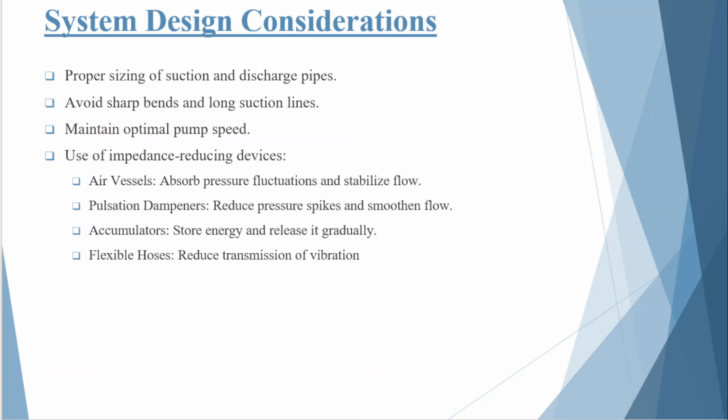A larger suction pipe reduces the velocity of the liquid. Since acceleration head is directly proportional to the liquid velocity, reducing velocity immediately reduces the acceleration head. That is why API 674 recommends keeping suction line velocities relatively low compared to discharge lines.